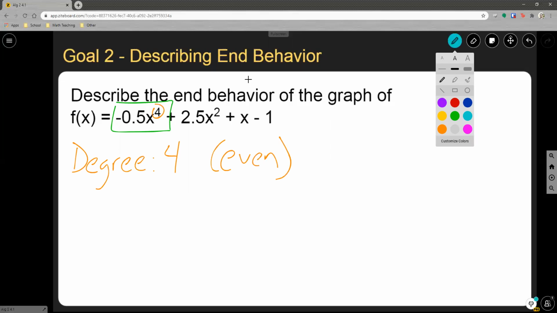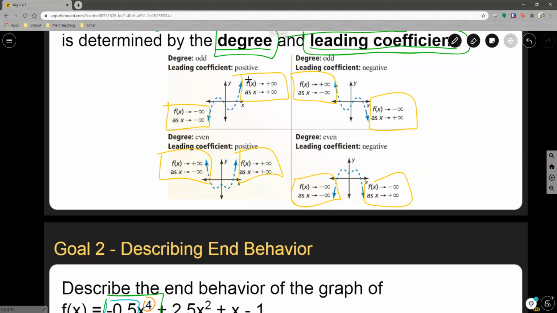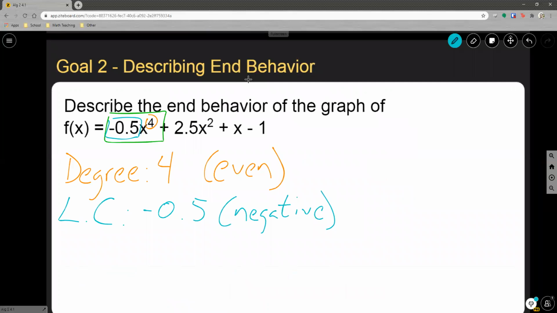And then my leading coefficient, my LC, is negative 0.5, which is negative. So I could just refer to the chart until I get it down pat. If my degree is even and my leading coefficient is negative, I'm going to have this kind of letter M shaped thing. So my function should look something like this.